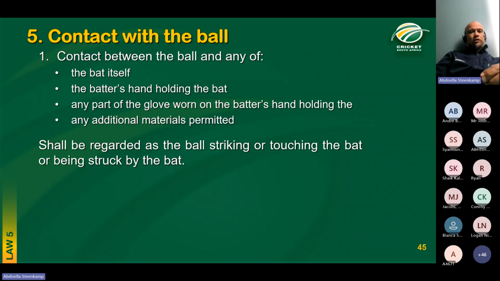So contact with the ball is contact between the ball, the whole of the bat, the batter's hand holding the bat. It must be the hand that's holding the bat, or any part of the glove worn by the batter's hand holding the bat, or any additional materials, like if the ball touches the grip, it touched the bat. Some batters put a toe guard on the bat. That's also an example of an additional material. So if the ball touches the toe guard, it's also made contact with the bat.